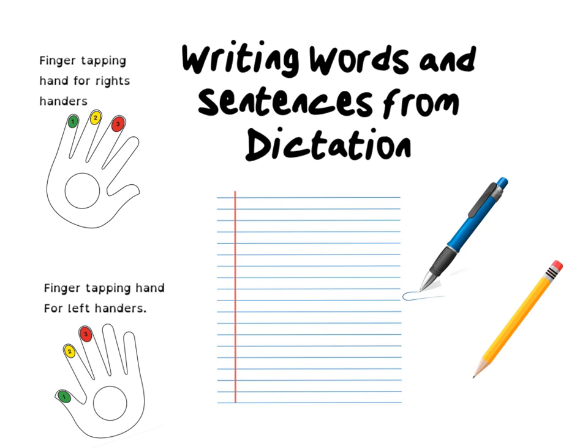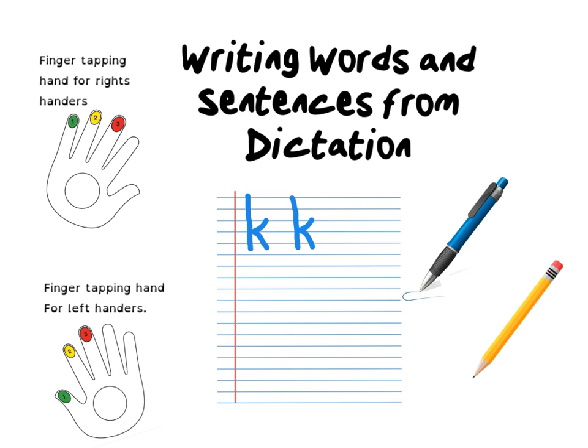Hi everyone. Today we are going to be writing words and sentences from dictation so we can keep practicing the letter K that we learned in the last lesson. So if you remember, I taught you when you make a K, you start at the top and then you karate kick in and out. So start at the top, karate kick in and out.